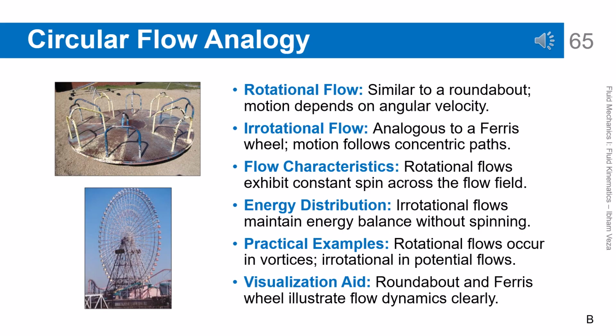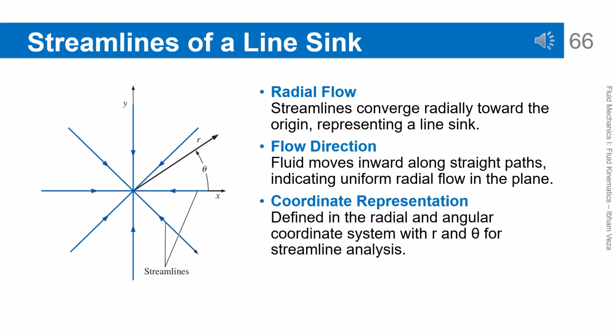Circular flow analogy. The roundabout and Ferris wheel analogies are used to distinguish rotational and irrotational flows. Rotational flow resembles a roundabout where all elements rotate together. Irrotational flow resembles a Ferris wheel where motion occurs without local element rotation. This analogy helps build physical intuition. With simple visuals, the conceptual difference becomes easier to understand.